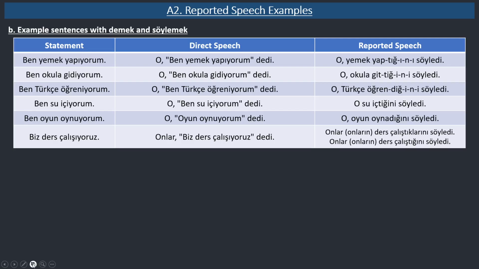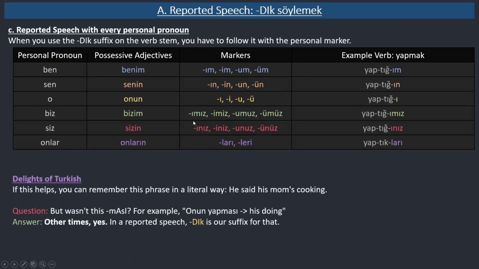I can go back to our table for reference here. Onların, like onlar, onların yaptıkları. Onlar, onların ders çalıştıkları. You can also use the singular part, çalıştığını or çalıştıklarını. Onlar sometimes uses the singular o endings.